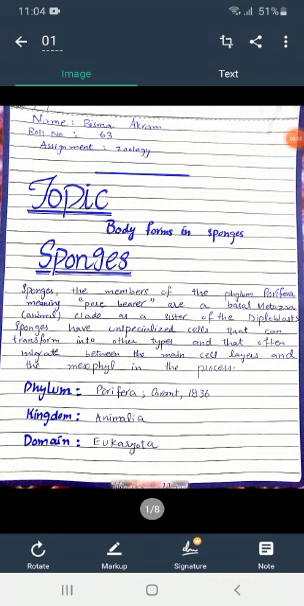My topic is body forms in sponges. What are sponges? Sponges, the members of the phylum Porifera, meaning the pore bearer, are the basal metazoa, clade as a sister of the diploblast. Sponges have unspecialized cells that can transform into other types and can often migrate between the main cell layers and the mesophyll in the process. Phylum Porifera, Grant 1836, Kingdom Animalia, Domain Eukaryota.